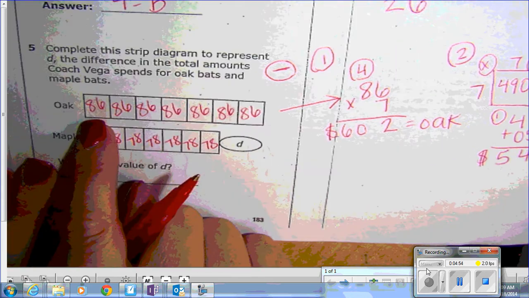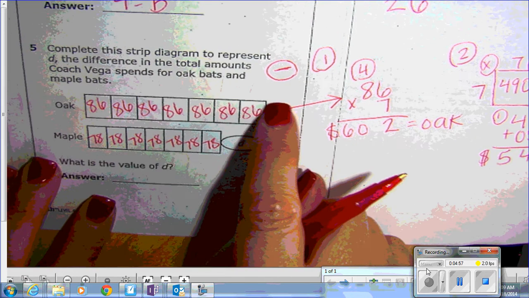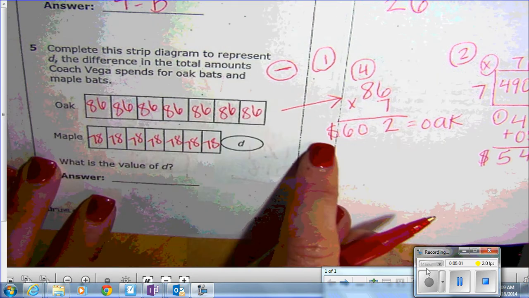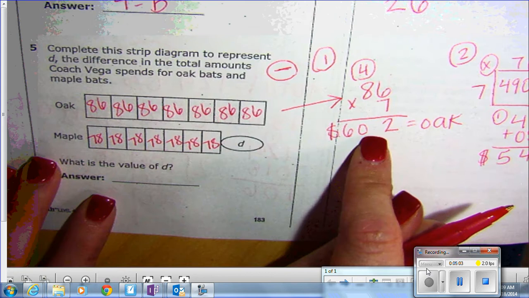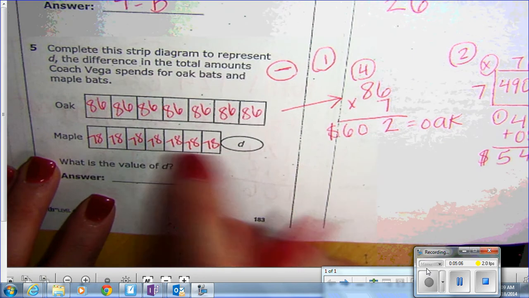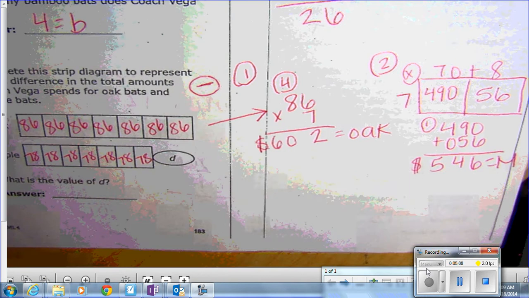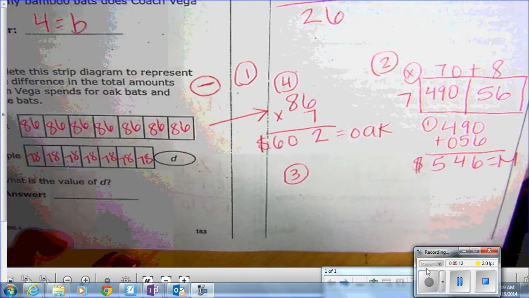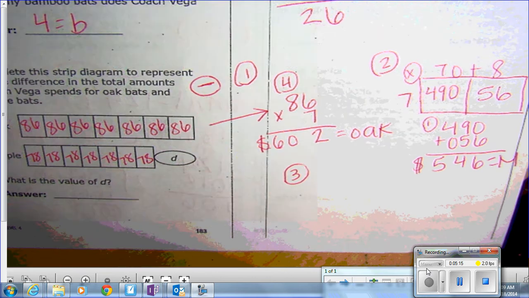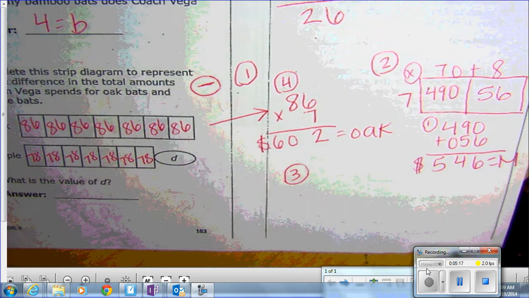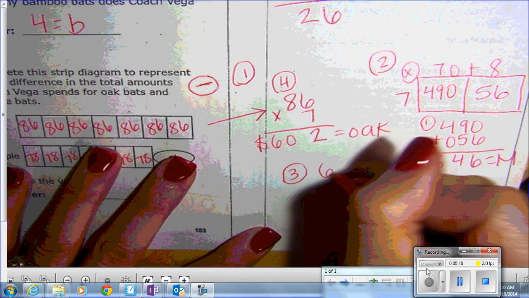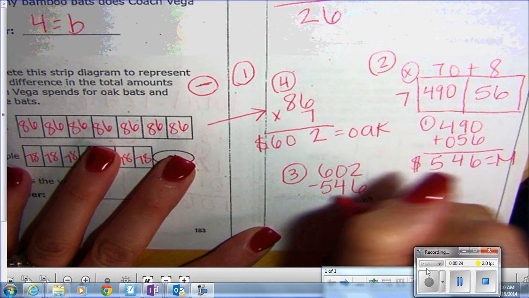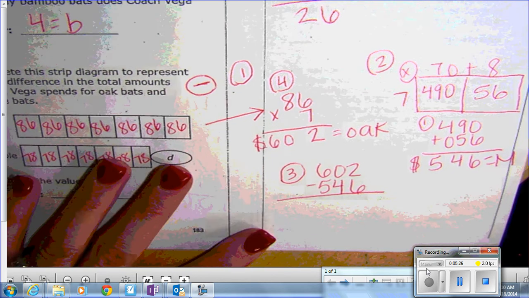Okay, can you notice that the oak is a longer strip diagram because there's more, because how much is oak? 602, and maple is what? 546. So who can tell me on our last step what I need to do to find the difference? What do I do? Subtract. What am I going to subtract? 602 minus 546. I have to do what with the subtract?